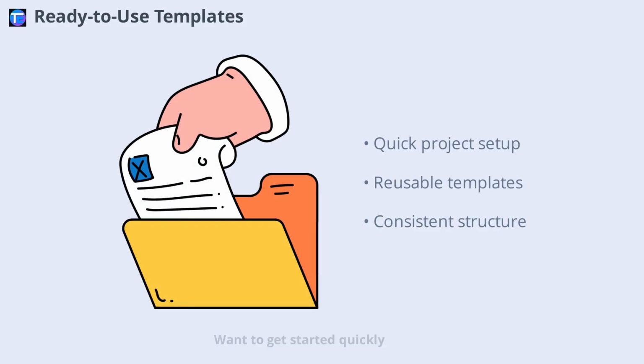Want to get started quickly? You can create ready-to-commit template bundles for different project types. These templates make it easy to set up your 4-file memory system in just a few minutes, ensuring every new Claude Code project starts off on the right foot.